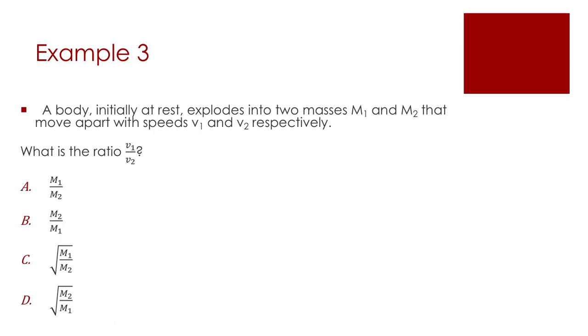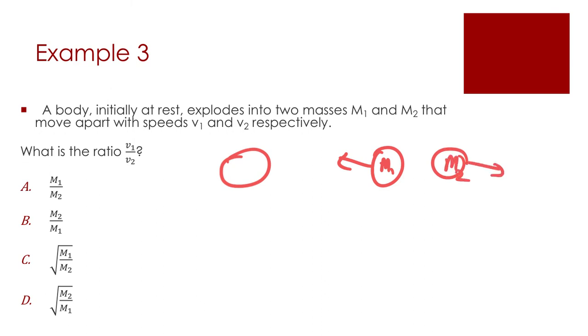A body initially at rest explodes into two masses. So before, here we go, and afterwards I get m1, let's put it going that direction, and m2 going this direction. They move apart with v1 and v2. Now notice it does say speeds, so we don't have to worry about directions here.